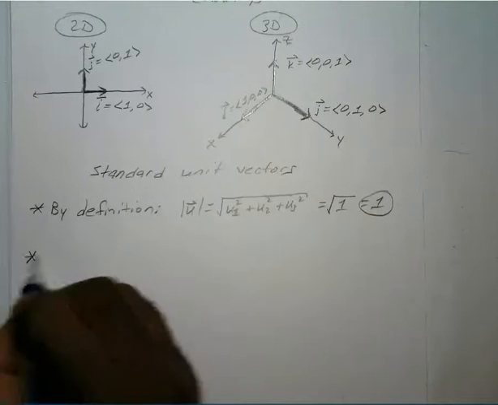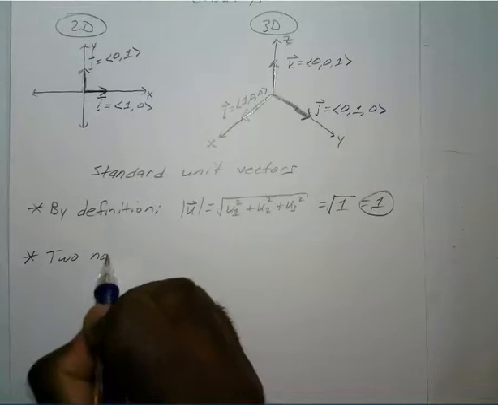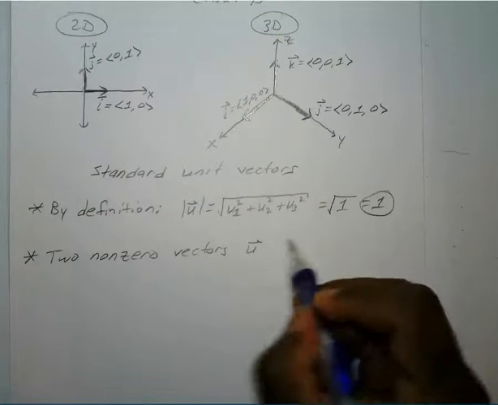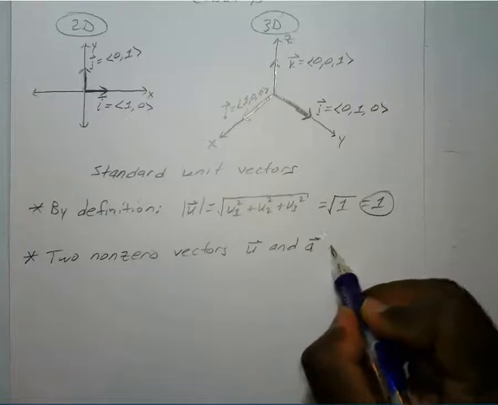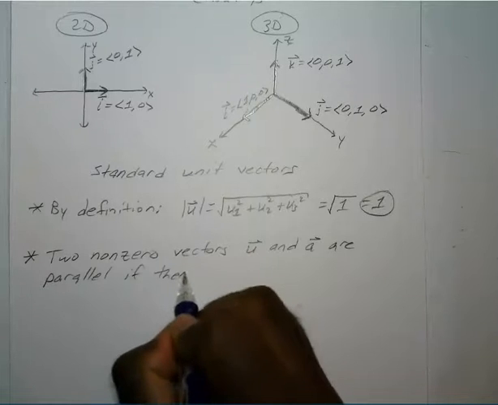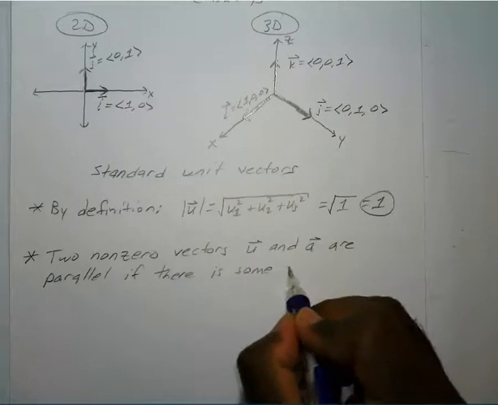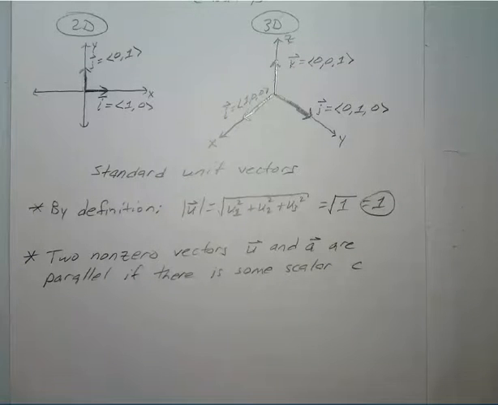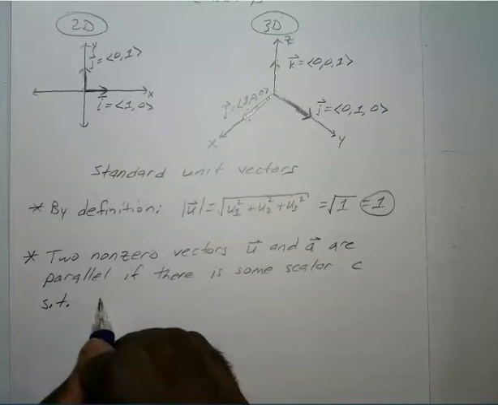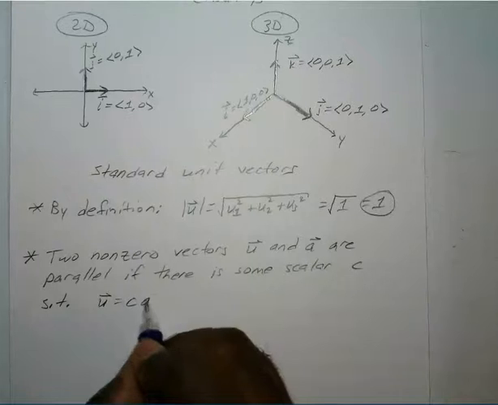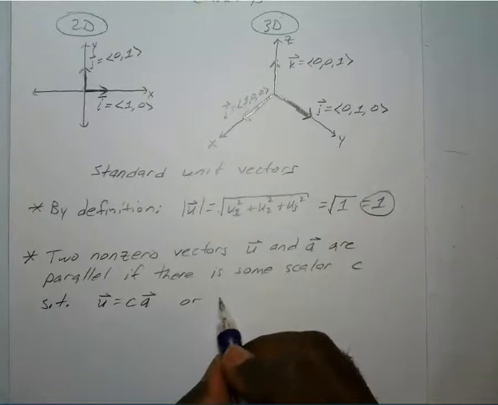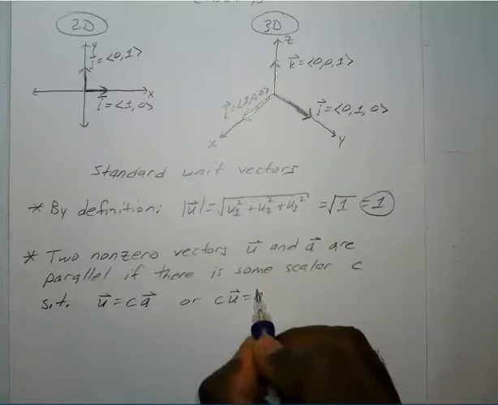Okay, and the next thing that comes in handy is the fact that two non-zero vectors, we'll call it our unit vector and our a vector, are parallel if there is some scalar, and we'll call that scalar c, such that u vector is equal to some scalar times the a vector, or even some scalar times the u vector is equal to the a vector. It could go either way.